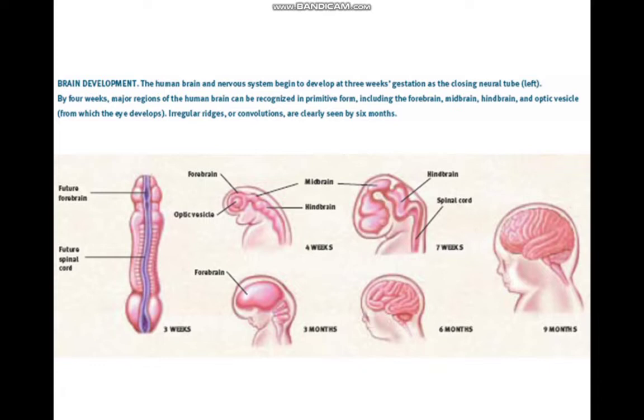And in the spinal cord, the lumen of the neural tube will remain as such in the form of a canal which is known as the spinal canal.